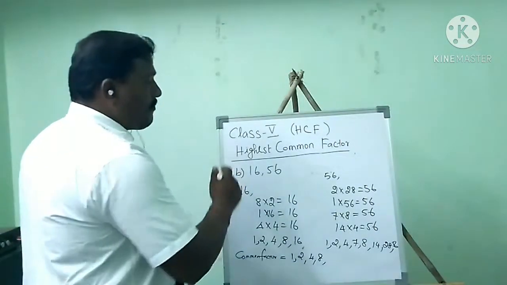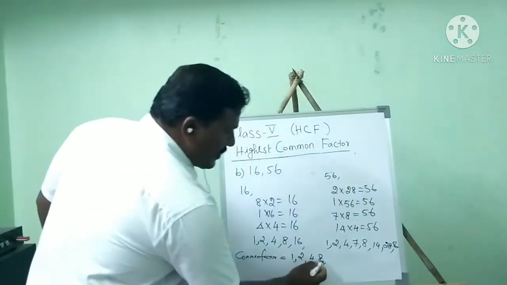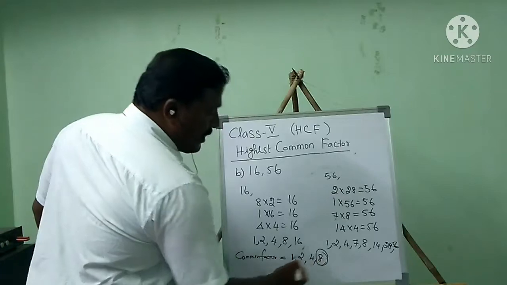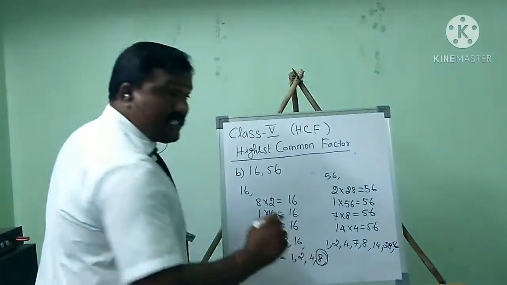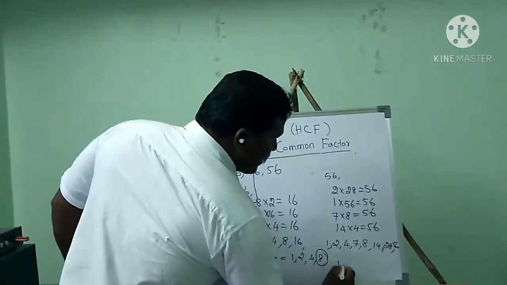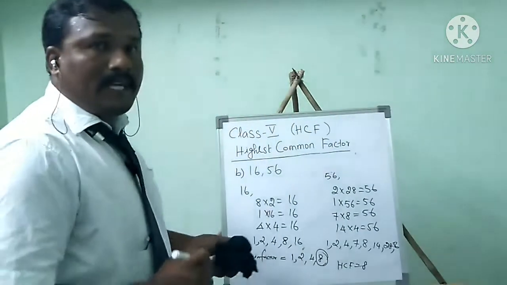But what is the question? We want to find the highest common factor. Among 1, 2, 4, 8, if we compare, 8 is the biggest number. So that is the highest common factor. So HCF is equal to 8. That is the answer.